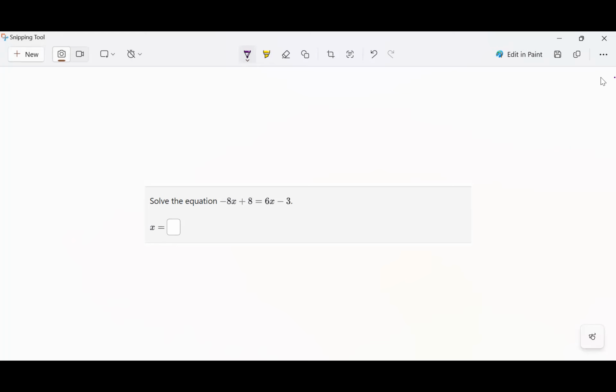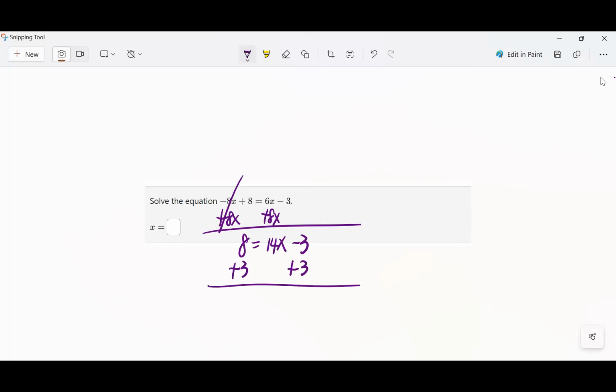Okay, let's go over the solution. So right here, you can add 8x on both sides of the equation. So we cancel the minus 8x by the opposite term on the left. 8 minus 6x plus 8x is 14x. And 3. Now subtract 3 from both sides of the equation. Then 14x is by itself, right? That's what we want.